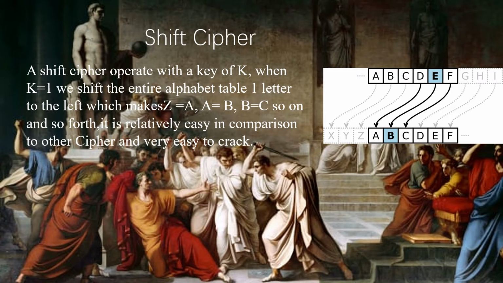Shift cipher. A shift cipher operates with a key of k. When k equals 1, we shift the entire alphabetic table one letter to the left, which makes Z equal to A, A equal to B, B equal to C, and so on and so forth. It is relatively easy in comparison to other ciphers and very easy to crack.